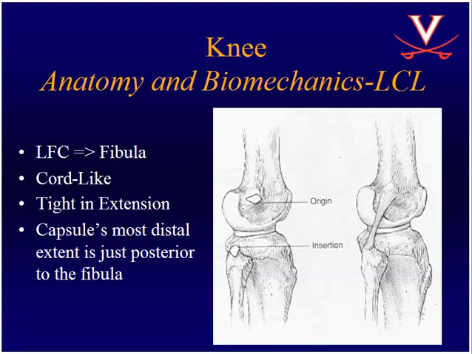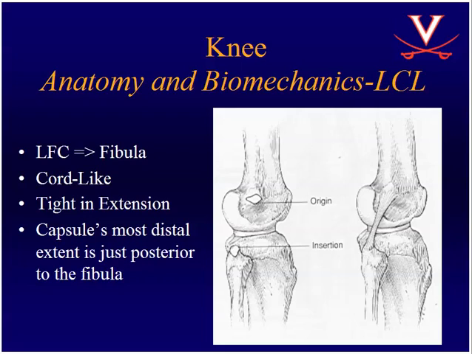The lateral collateral ligament is a very stout cord-like ligament that's tight in extension. It goes from the lateral femoral condyle to the tip of the fibula. Now, it's interesting that this ligament, although biomechanically not strong, is very rarely injured in and of itself. It's usually only injured in combined ligament injuries.